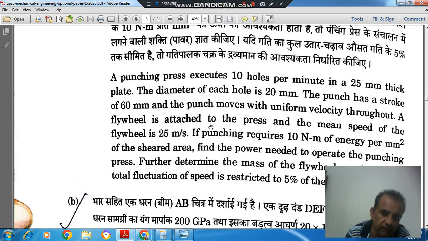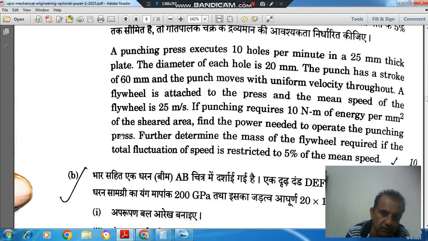A flywheel is attached to the press and the mean speed of the flywheel is 25 meter per second. A punching requires 10 Newton meter of energy per mm square of the sheared area. Find the power needed to operate the punching press. Further, determine the mass of the flywheel required if the total fluctuation of speed is restricted to 5% of the mean speed.